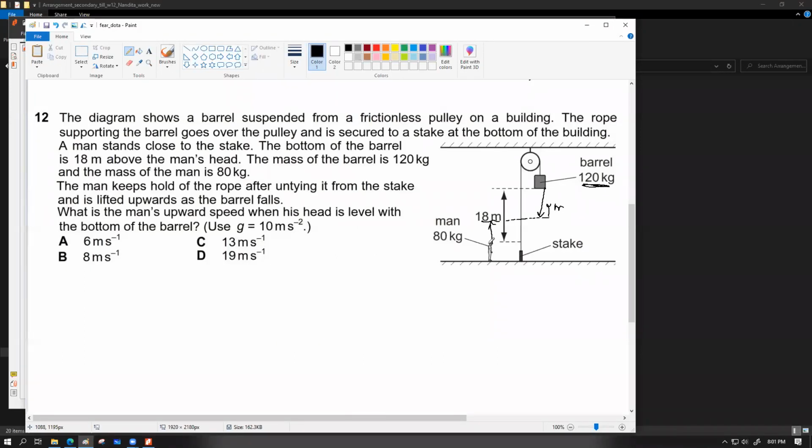Where this person is going to rise up and gain GP, so he's going to gain some GP, and both of these two objects are going to gain some K because they are going to move under the effect of some force, which is going to give them some kinetic energy, both of them.